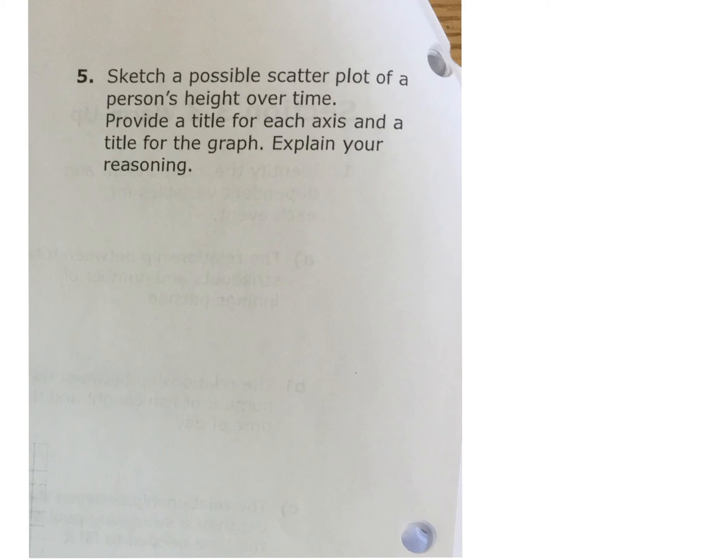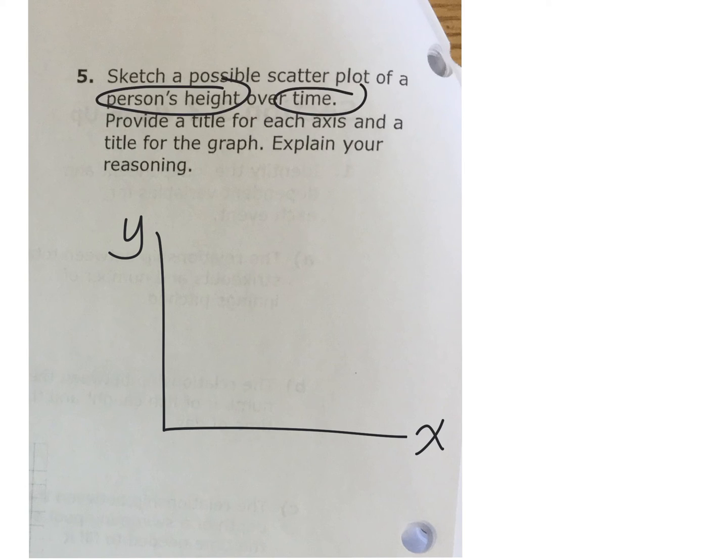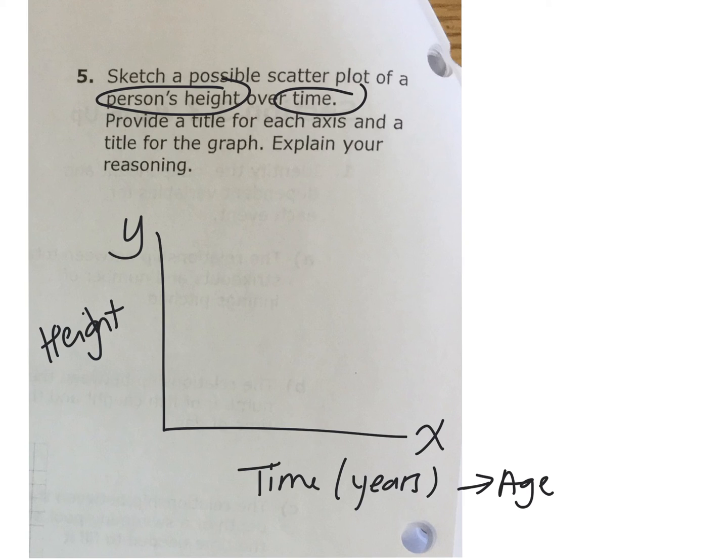Okay, so for number 5, we're going to sketch a possible scatter plot. So we know that we need an X and a Y axis. So that's the first thing you're going to draw. That shows a person's height over time. So which one would be dependent and which one would be independent? Does your height depend on time passing? Yes. Okay, so height is going on the y-axis, and time, let's say in years, so your age, would be on the x-axis.